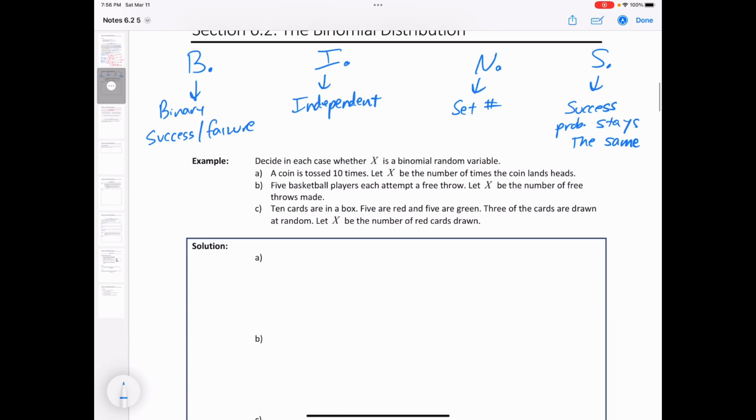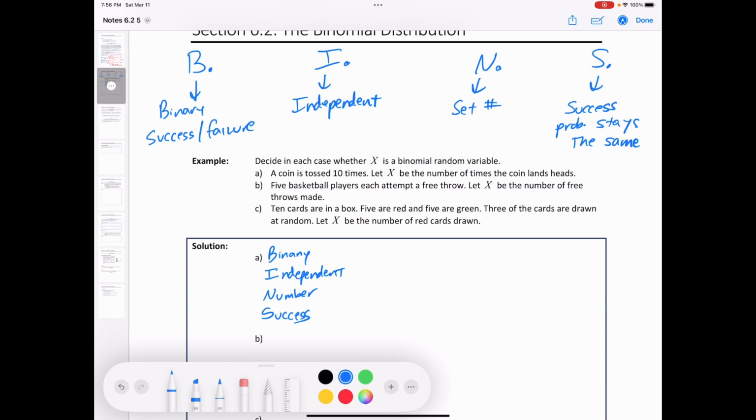In this next problem, in the examples, we're going to decide whether in each case X is a binomial random variable. I'm going to write out a lot for the first one, and then I'm going to show you later how you can write out less. All right, so here's the first one. I'm going to check my bins. Binary, independent, set number, and success. And like I said, we'll write a little bit less on each one.